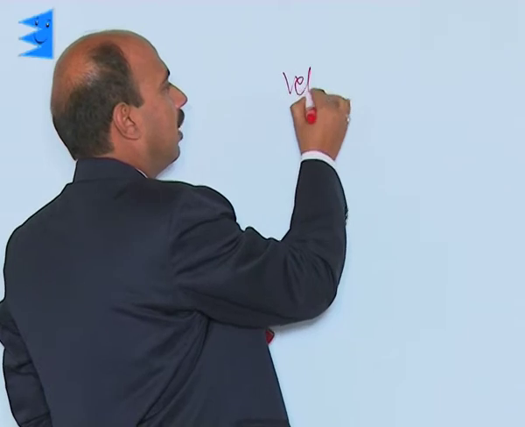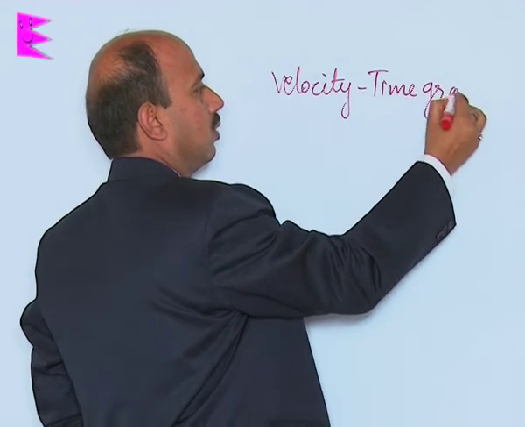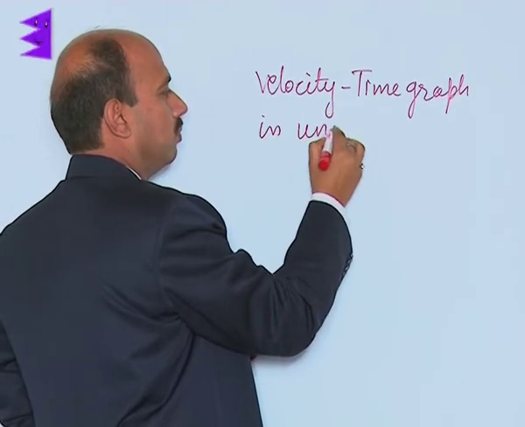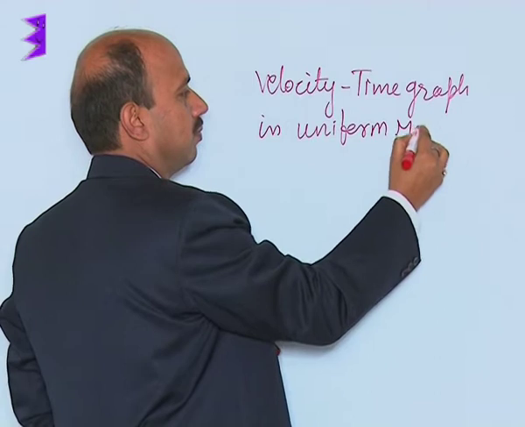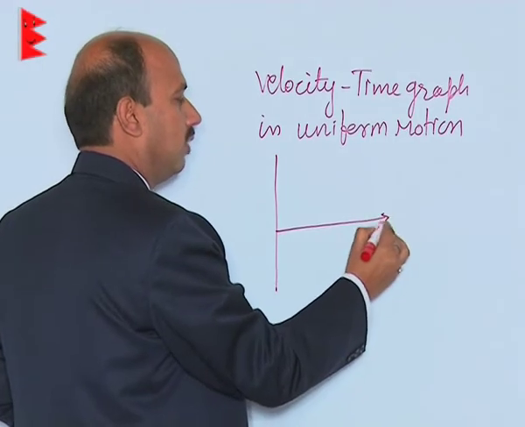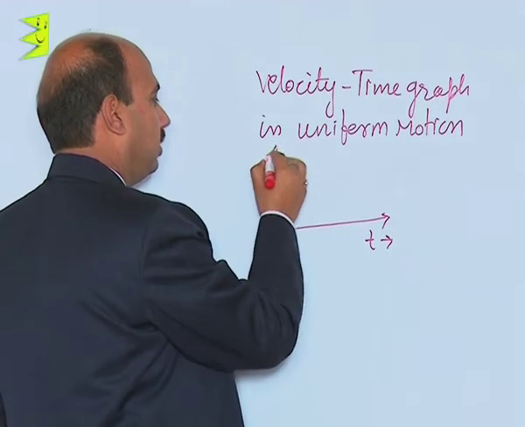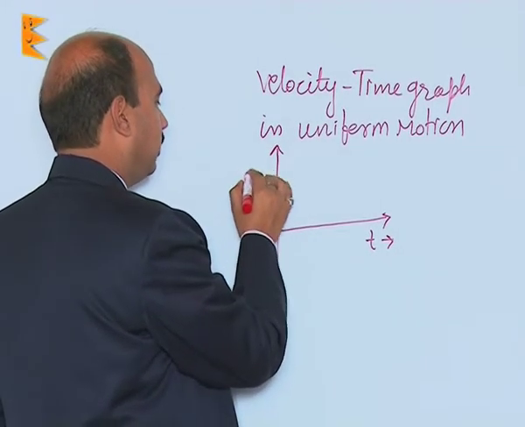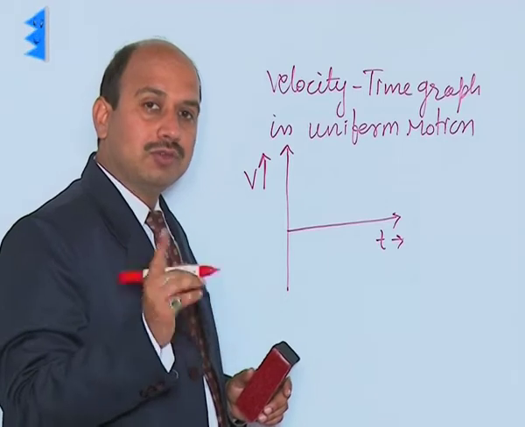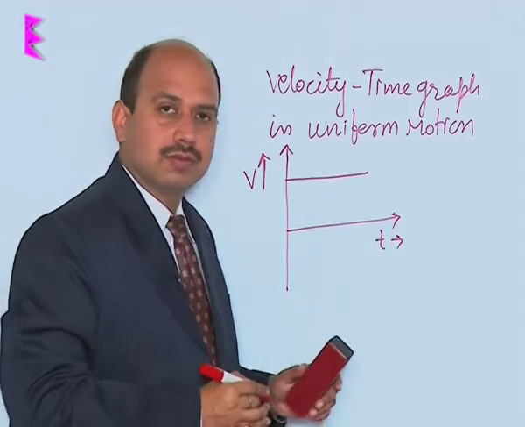Now, velocity time graph in uniform motion. See here, this axis we take as time along the x axis, and this side, the y axis, we can take velocity. In uniform motion, velocity remains constant as we have done in the previous topic. So, see here, the velocity time graph will be like this.